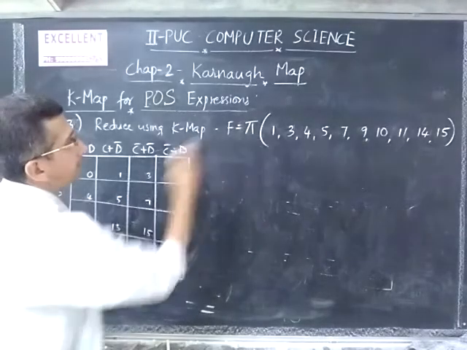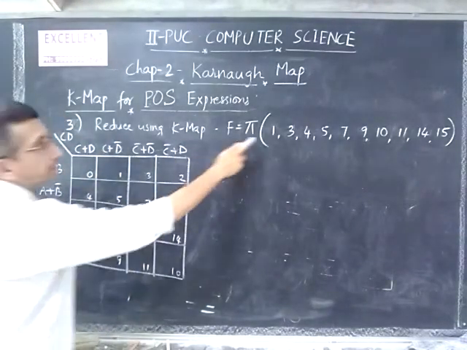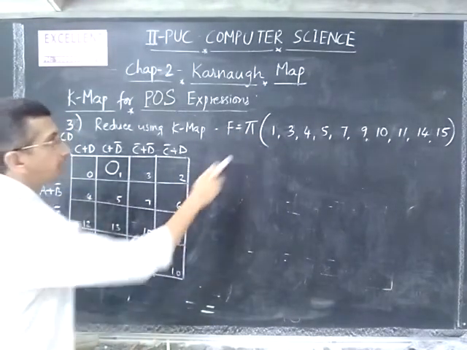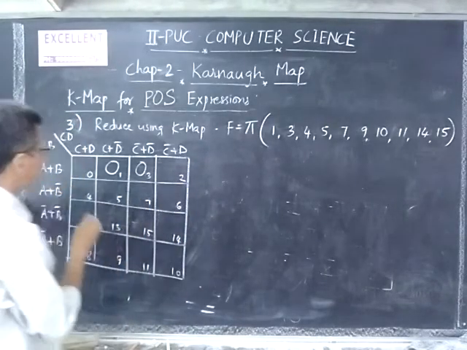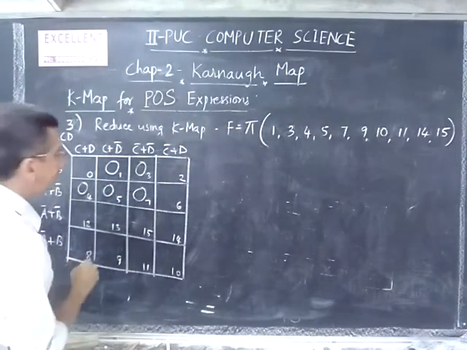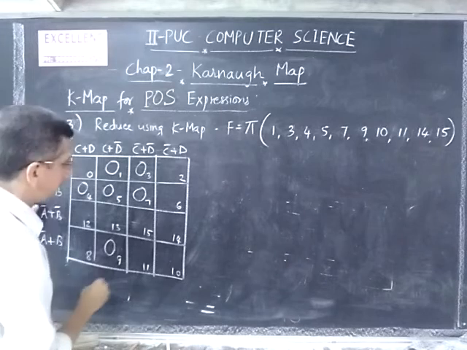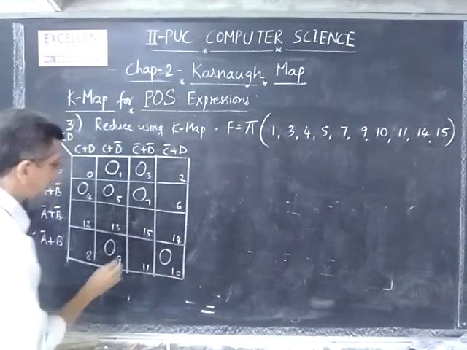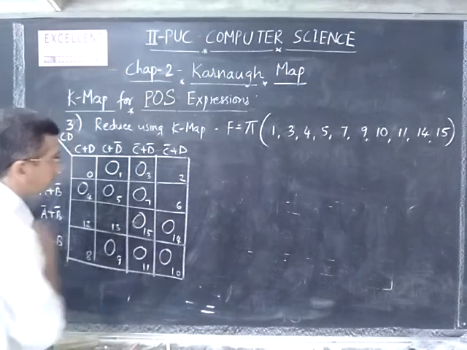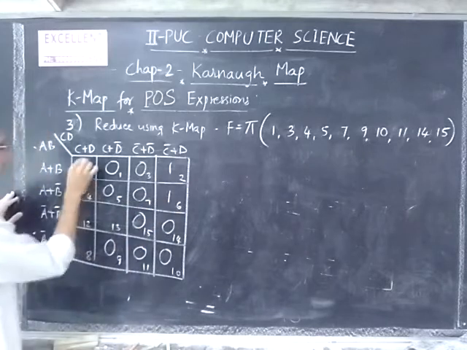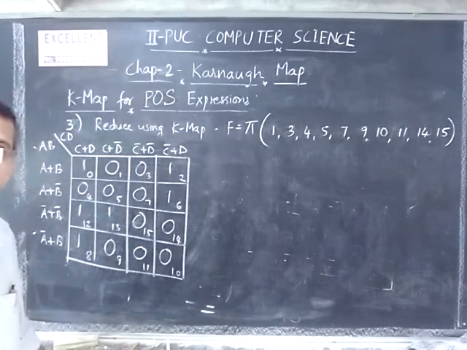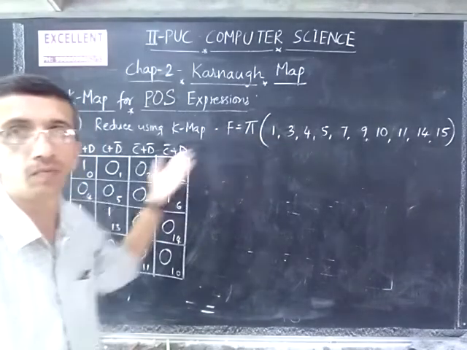So here, then map it. Box number 1, max term 1 here. Enter 0. You are entering 0. Don't make any mistake. 3, 0. 4, 0. 5, 0. 7, 0. 9, 0. 10, 0. 11, 0. 14 and 15, zeros. And remaining all ones. 1 here, 1 there, 1 here, 1 and 1. So the mapping of the K-map is done. You have entered all zeros into the respective max term boxes.